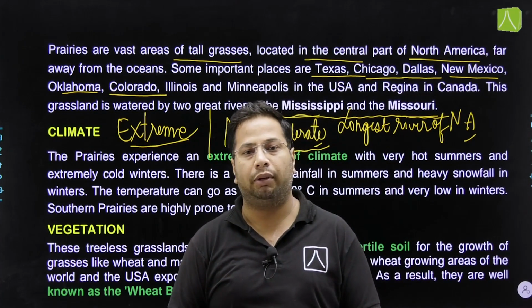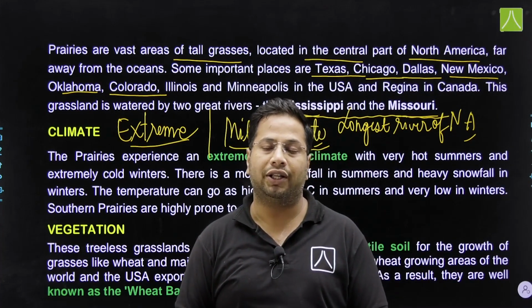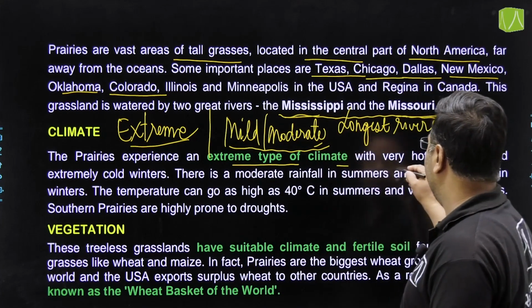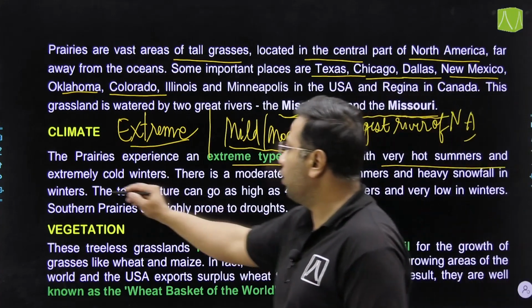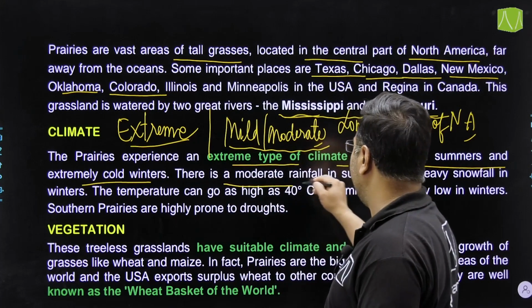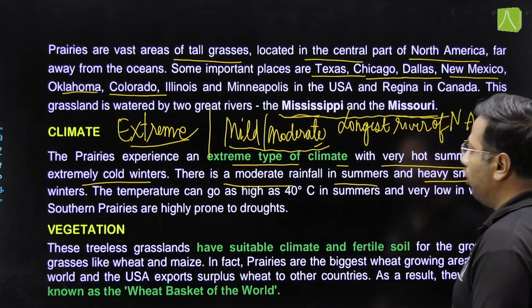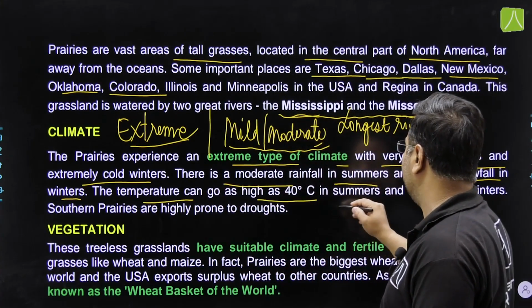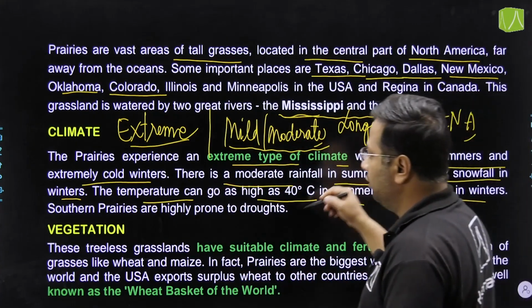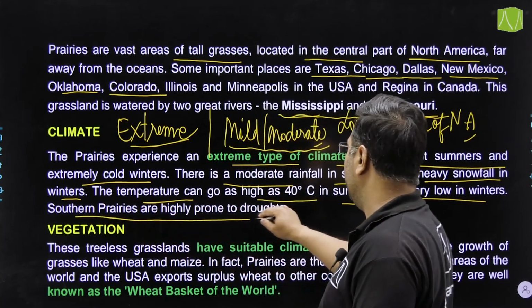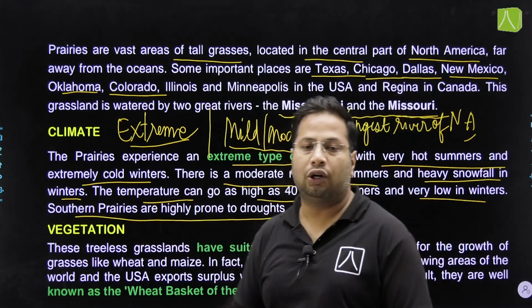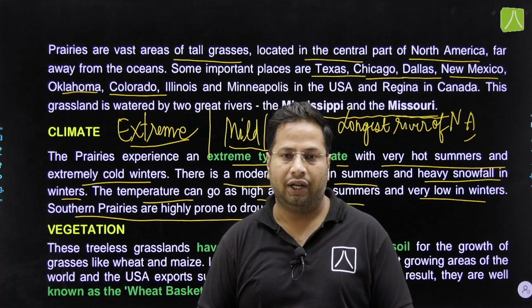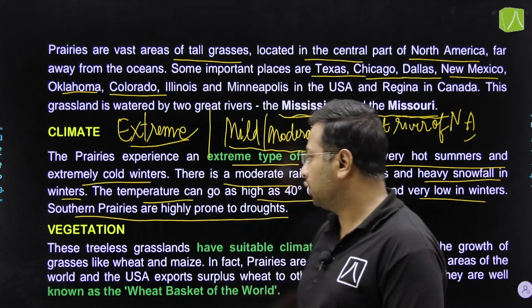During summer it is extremely hot, very warm, and during winter it is cold. The prairies experience an extreme type of climate with very hot summers and extremely cold winters. There is moderate rainfall in summer and heavy snowfall in winters. The temperature can be as high as 40 degrees Celsius in summer and very low in winter. The southern prairies are highly prone to droughts. The southern part of this prairie does not receive much rainfall, and that is why it is mainly prone to drought.